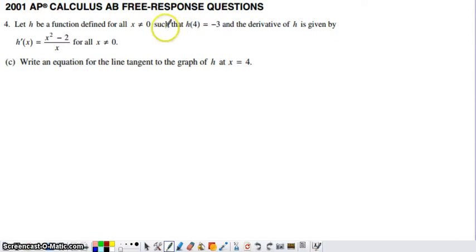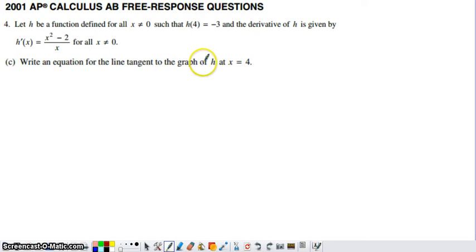In this video, we'll try to conclude number 4 from the 2001 AB exam. It's a non-calculator question, and in part C here, we want to write an equation for the tangent line to h at x equals 4. So if we want the equation of a tangent line, we're going to need to either use point-slope form or slope-intercept form. We're going to need to know a point on the line, and we're also going to need to know the slope of the line.